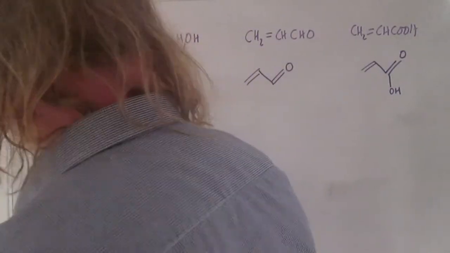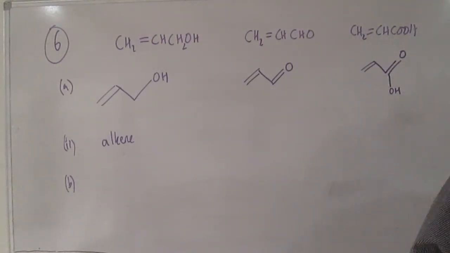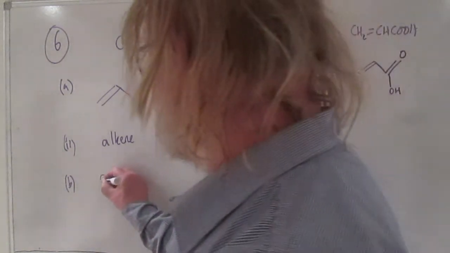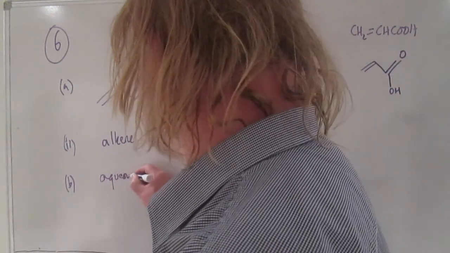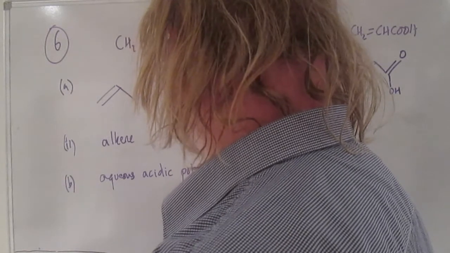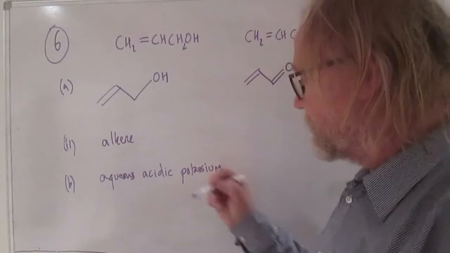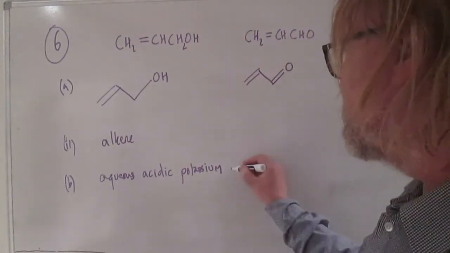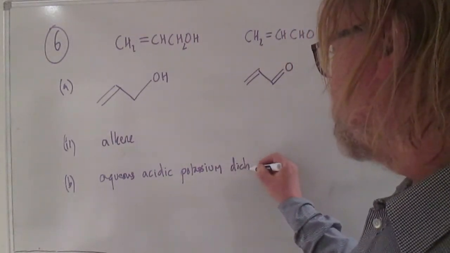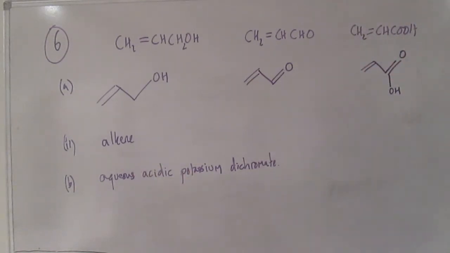And then in B, it's asking about the oxidation. So the suitable oxidizing agent, remember, is aqueous acidic potassium dichromate, not just potassium dichromate. That's the common mistake, that people don't bother mentioning the other components of the oxidizing mixture. It's got to be aqueous and it's got to have added acid, otherwise it just doesn't work. So you've got to learn that whole package.